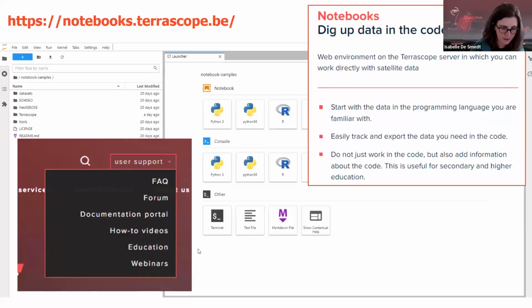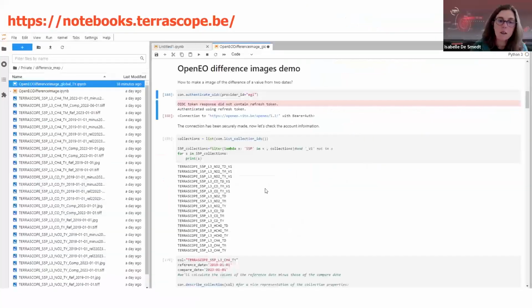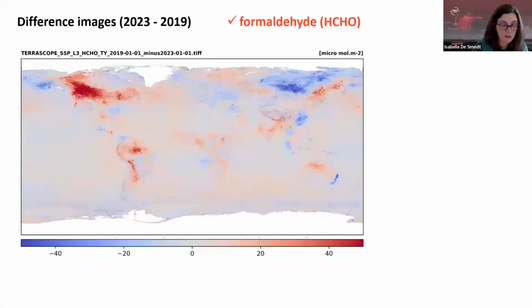So that's what I did last week. And this allows to quickly create different maps, for example, and plot time series without having to download the data, which is really nice. So let's see a quick example. With the Jupyter notebook, we can connect to the OpenEO Vito server, and then get the Terrascope collection. Here, for example, the list of TROPOMI S5P collection available, and create some different maps.